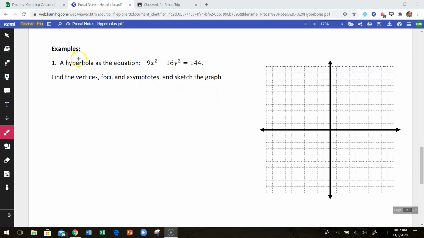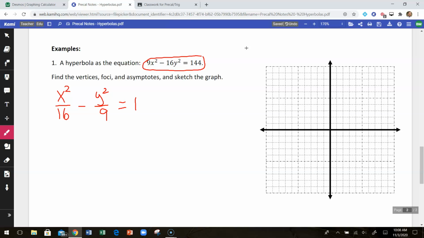So the hyperbola has the equation 9x squared minus 16y squared equals 144. Now we want this to be equal to 1 on this side, so I'm going to divide all of these by 144. That's my first task. 9 over 144 simplifies to 1/16. So I'm going to get x squared over 16 minus y squared over 9 equals 1. If I divide all of this by 144, I get to this equation.